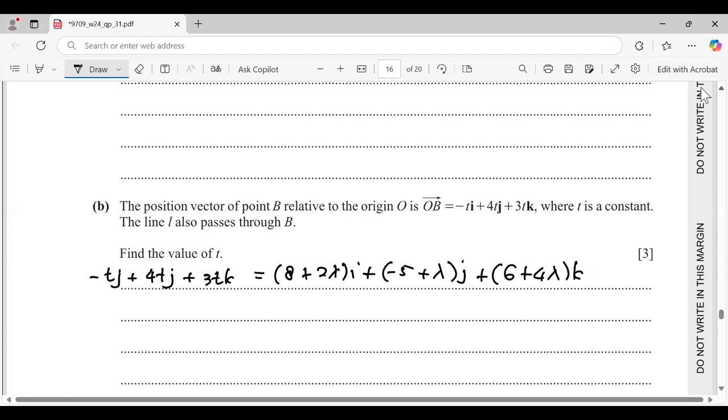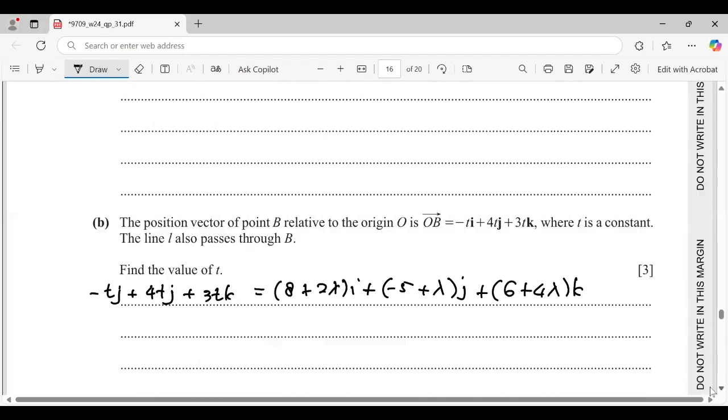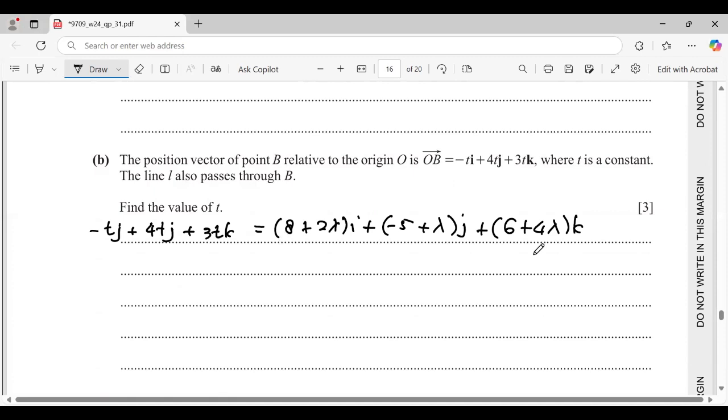So I have grouped this from this one. If you continue, r equals 8i plus 2 lambda i, and also minus 5j plus lambda j, and then plus 6k plus 4 lambda k. And if you factorize, you can find this expression.